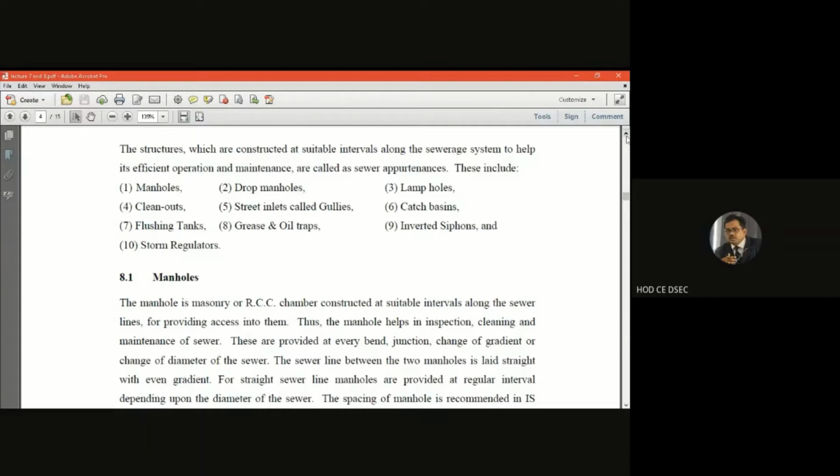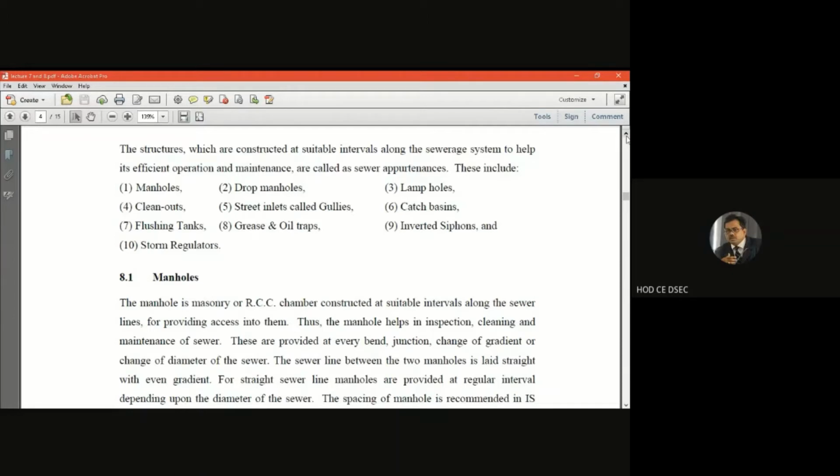Number 3, lamp holes. Number 4, cleanouts. Number 5, street inlets called gullies. Number 6, catch basins. Number 7, flushing tanks. Number 8, grease and oil traps. Number 9, inverted siphons. And the last one, storm regulators. That will be the end of the sewer appurtenances.